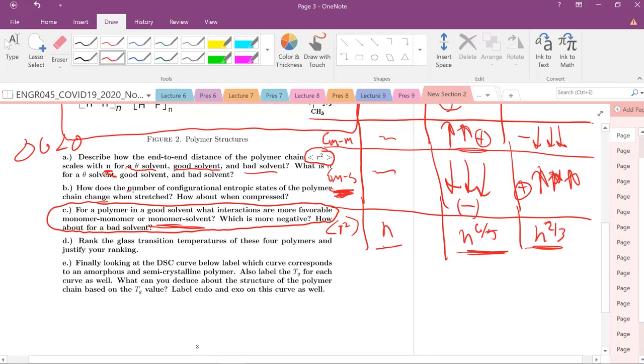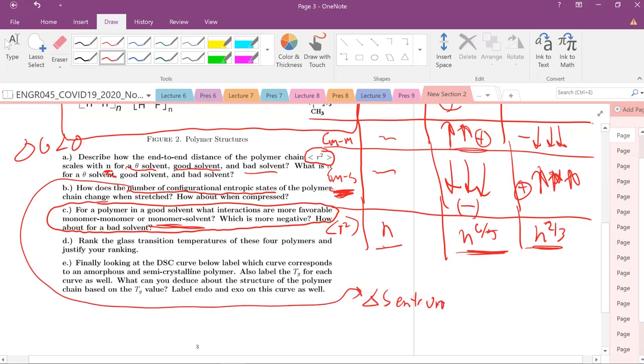How does the number of configurational entropic states change? What we're talking about here is delta S entropic, which scales with the number of microstates. So how does the number of microstates, or the number of configurations, or your configurational entropy, change when the polymer is stretched? How does it change when it's compressed?